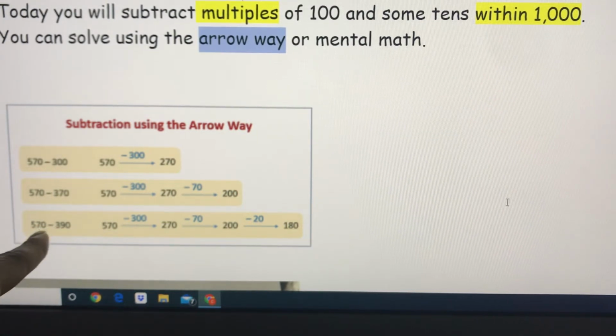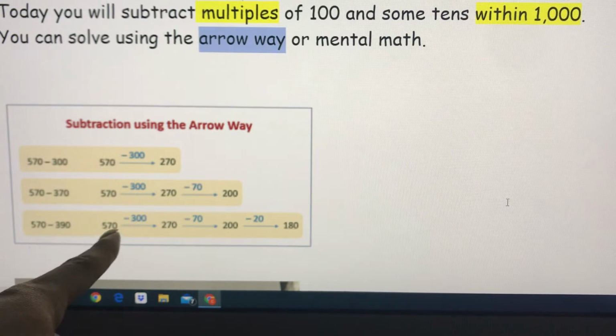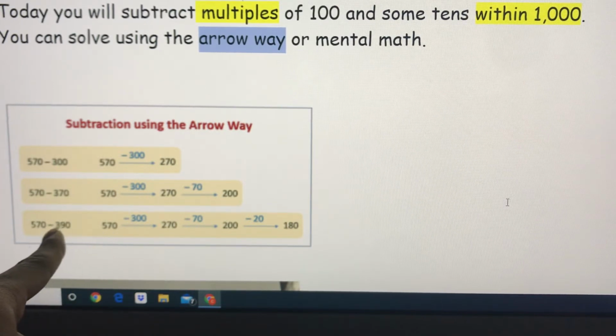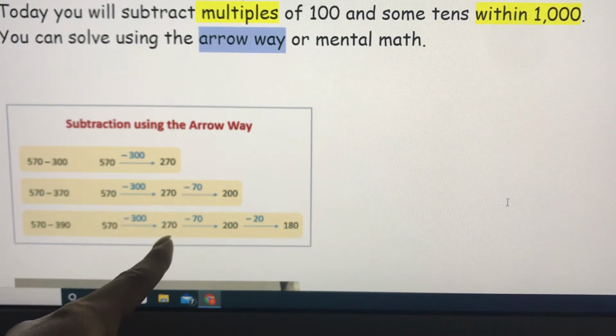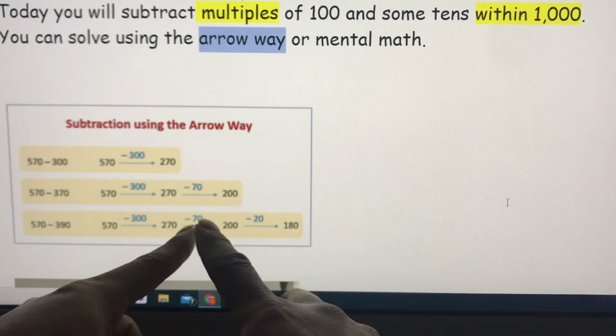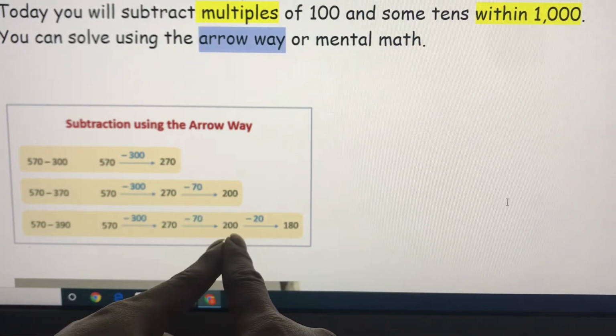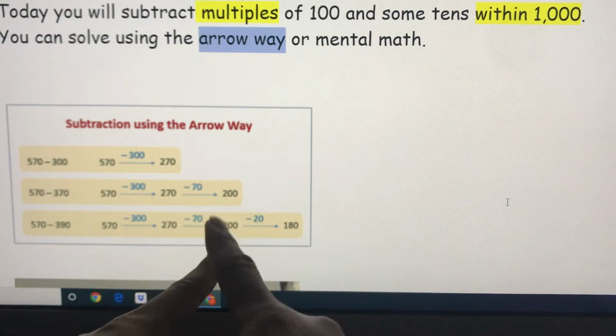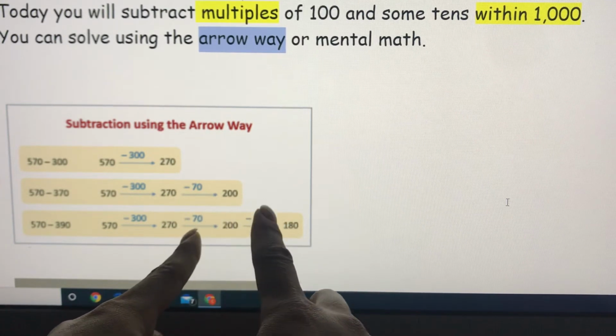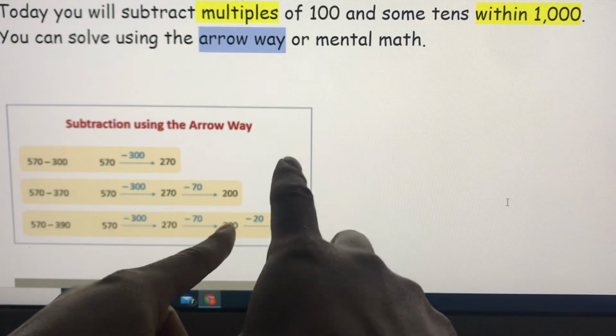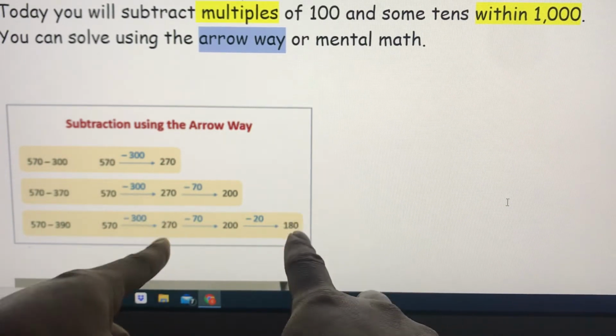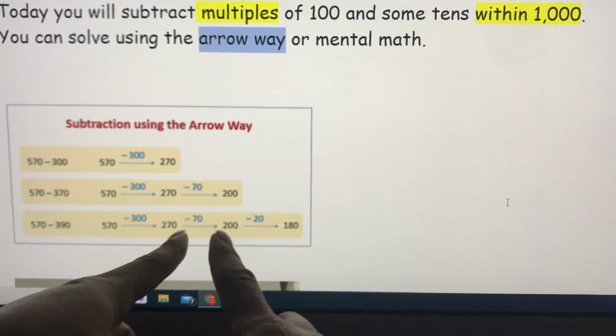So on the bottom you see it done in a different way, and I'll show you what they did. So they did 570. They took away the 300, which is in the hundreds place, and then they took away the 70 first to turn it into an even 100. And then they took away the other 20, because 70 plus 20 equals 90. It is a much faster way to get to it. Another way to do it is just to draw one arrow and put 90.